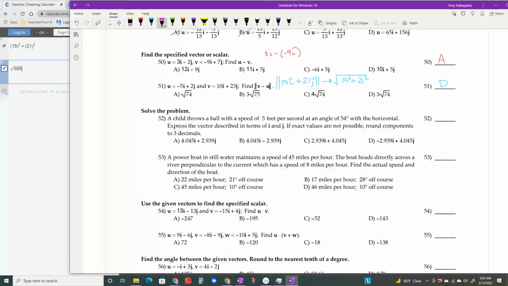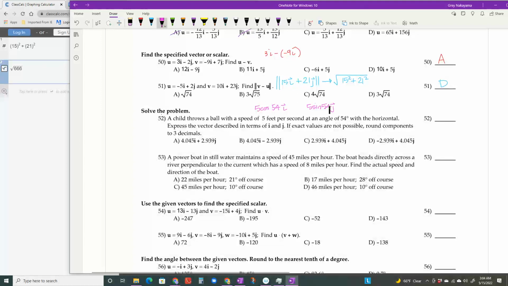52, child throws a ball 5 feet per second. We're trying to find the vector in terms of i and j. They want the horizontal and vertical components. So horizontal is always cosine. So 5 cosine of 54 is your i component, and then 5 times the sine of 54 is your j component.